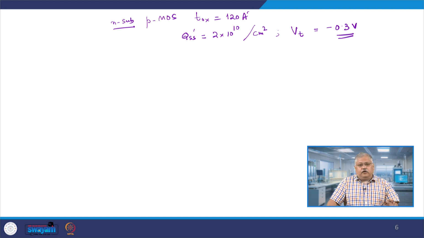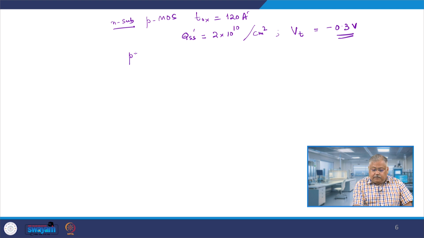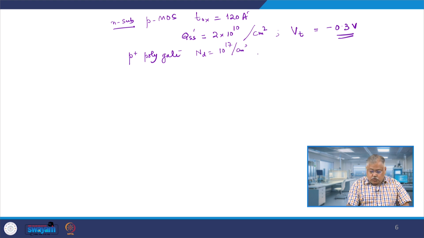I know the value of QSS prime, and you are told to get the value of VT, the threshold voltage of the design. Let us assume that I take a P plus polygate at the MOS. Now, in the P plus polygate MOS, let us consider ND to be equal to 10 to the power 17 per centimeter cube, and phi ms, let us assume that for a P plus polygate my phi ms value is 1.1 volts approximately. These all will be given to you.